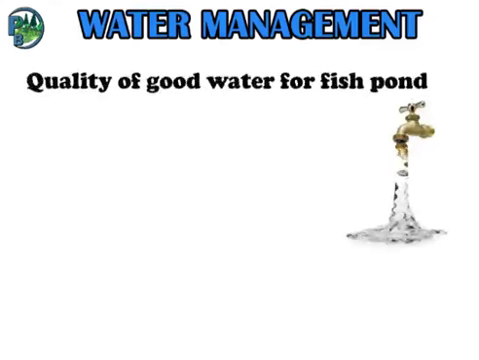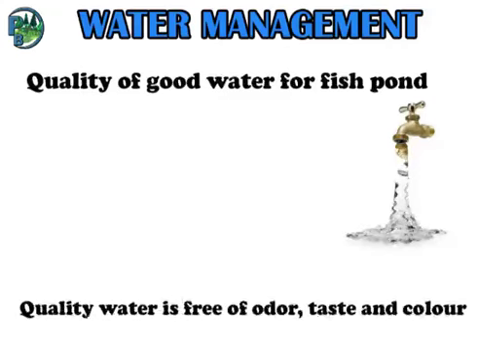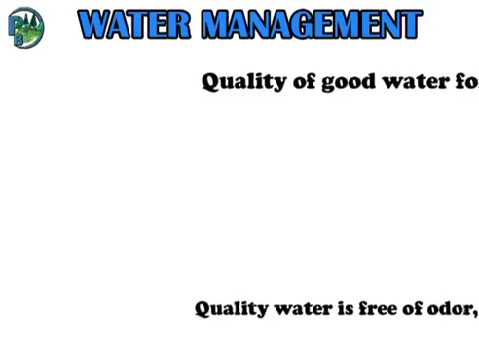Quality of good water for fish pond. Quality water is free of odor, taste, and color. A good water must also have enough dissolved oxygen, appropriate pH, water free from suspended particles and pollutants such as detergents, herbicides, and toxic waste, mainly from factories and houses.